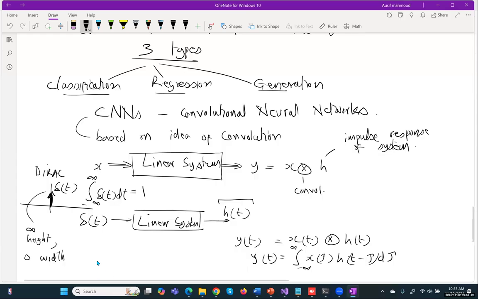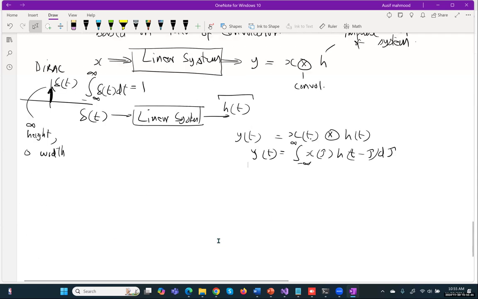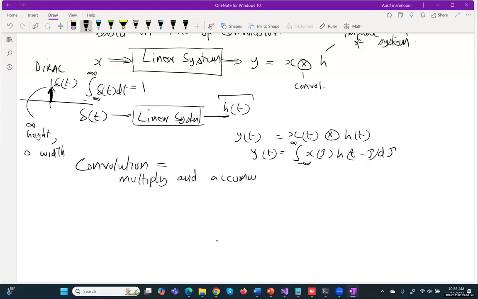So again, it may seem intimidating. What is this complicated math over here? But really, it's very simple. Convolution is nothing but, in very simple terms, I'll explain this integral, basically multiply and accumulate. So if you can understand the convolution like this, then it's very easy. Now the multiplication, take a look at this part. X of tau, h of t minus tau.